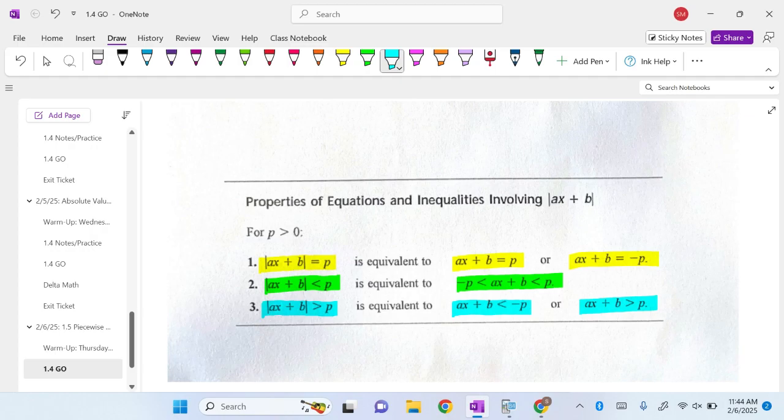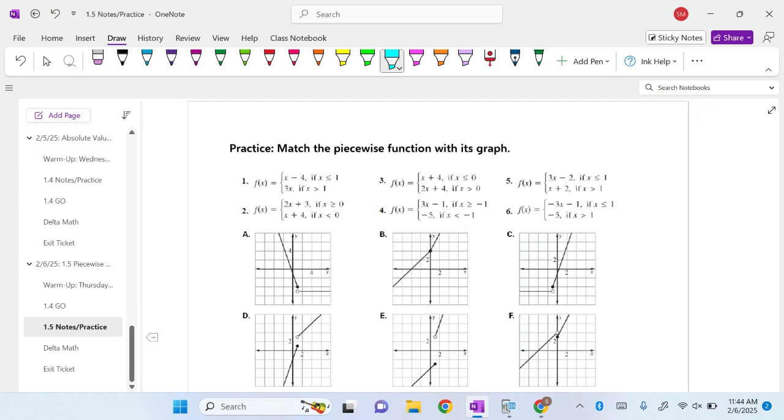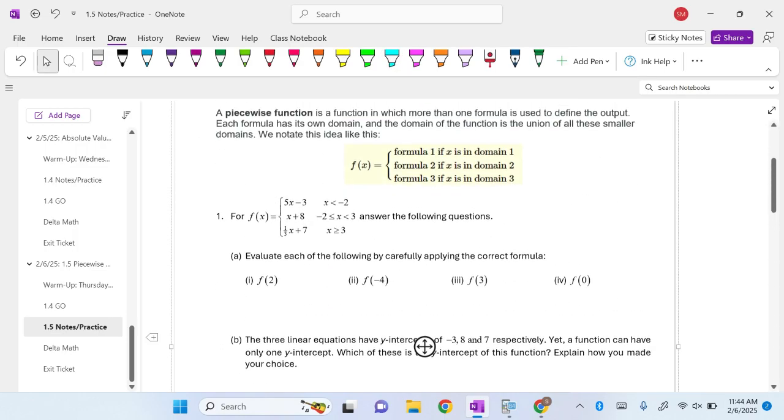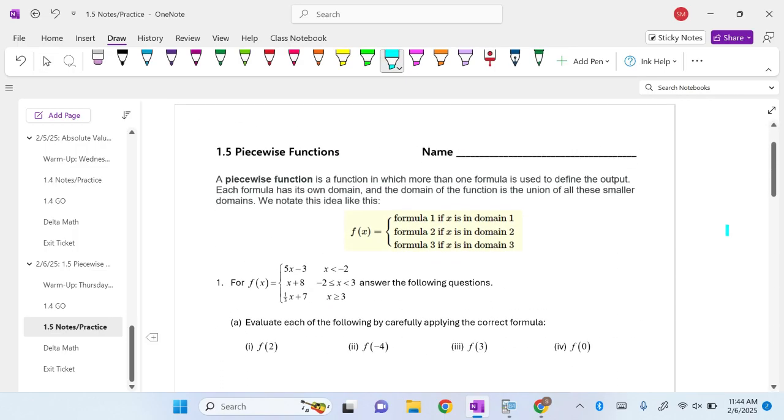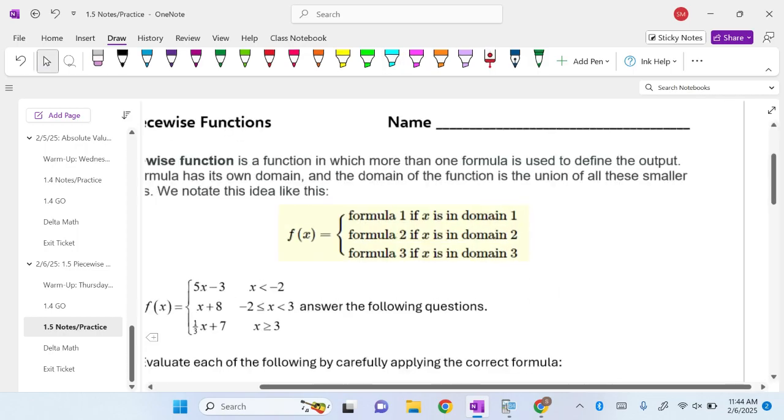All right. So breaking away completely from absolute value, look at your packet and turn to page, oh Lord. Someone look at their packet, and when they get to this page, tell me what page number that is. I can't remember off the top of my head. Landon. It's page what? 28. So turn to page 28. It should say 1.5 piecewise functions at the top.